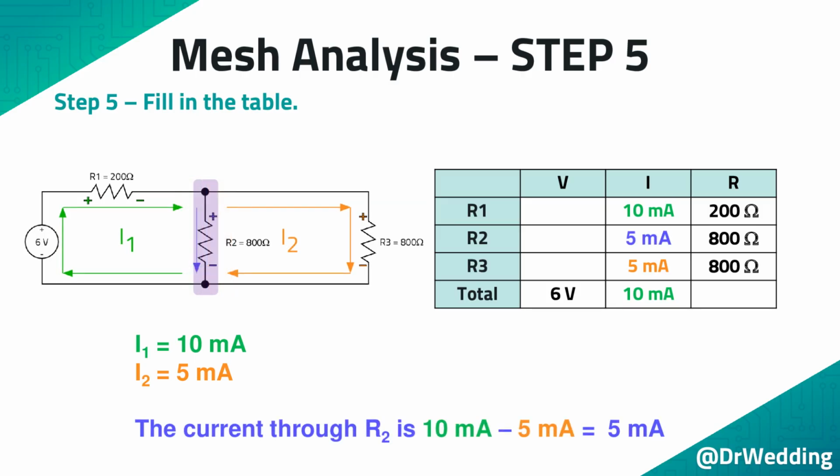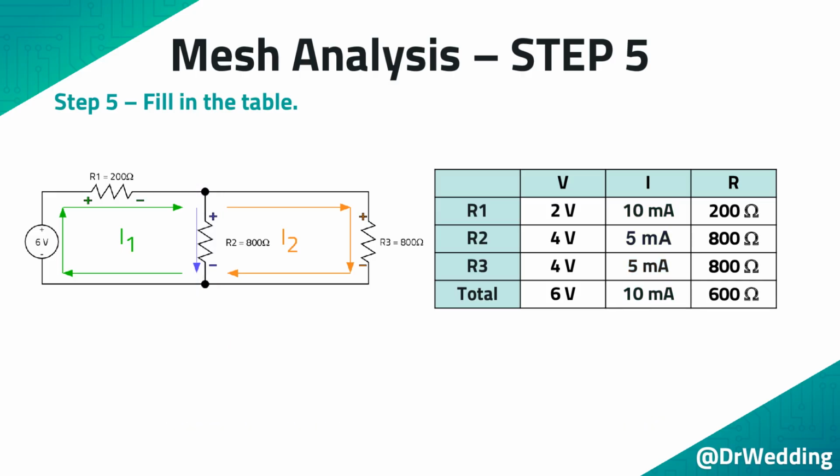These currents are in opposite directions, so the magnitude of the current through R2 is the larger current minus the smaller current. If these currents were in the same direction, the two currents would have been added together. The direction of this combined current is the same direction as the larger current. In this example, it's in the same direction as the green I1 current.